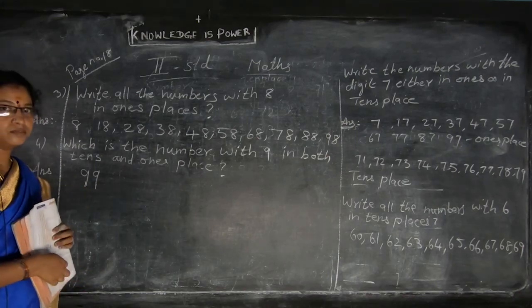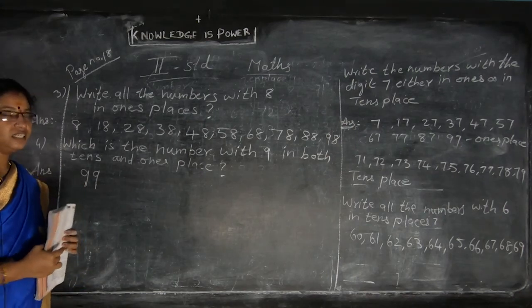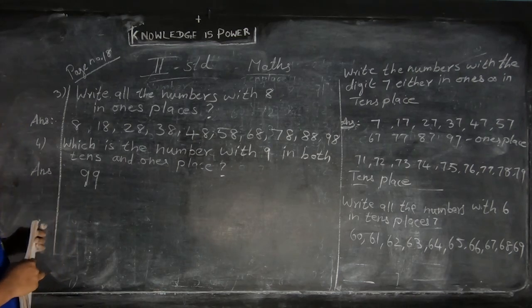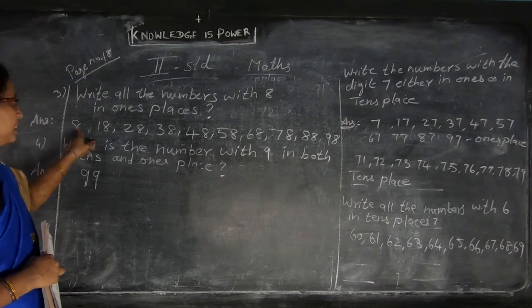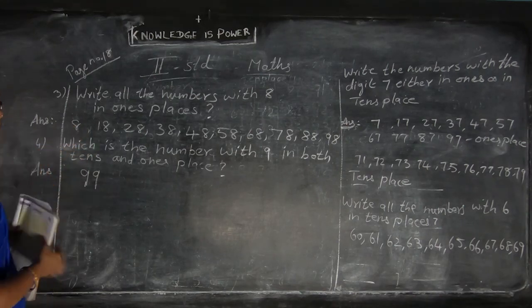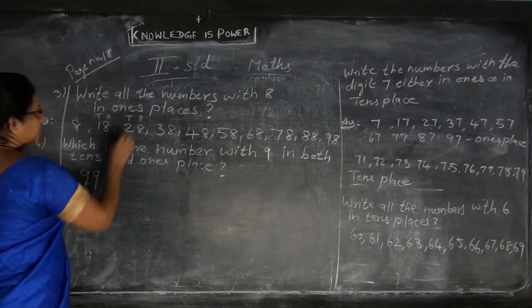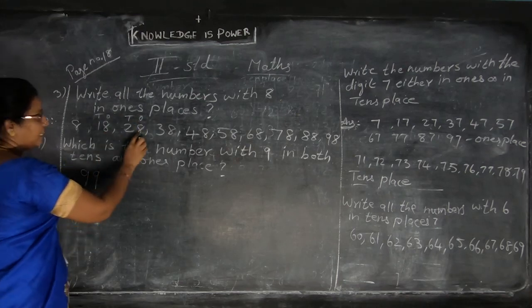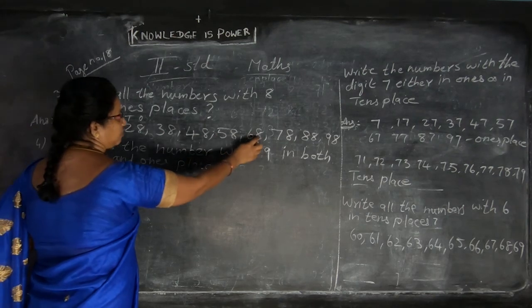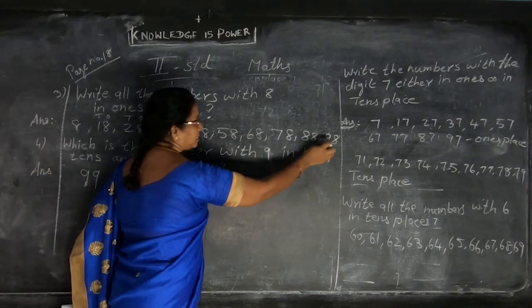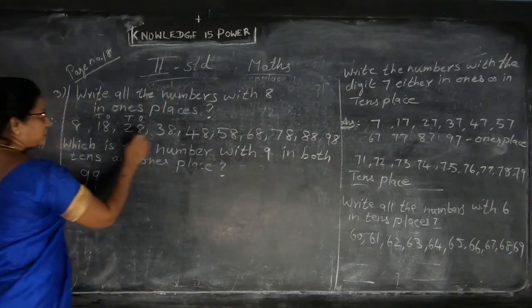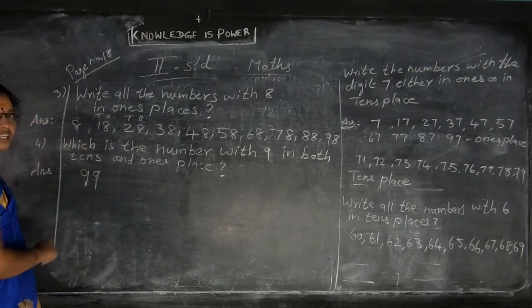Okay children, you will see the rest in the next class. Okay, can you understand children? Tens place, ones place, this is ones, this is tens place. This all in 8, all are in ones place only. 88, 98, 68, 38, 28, 18, 8 all in ones place.